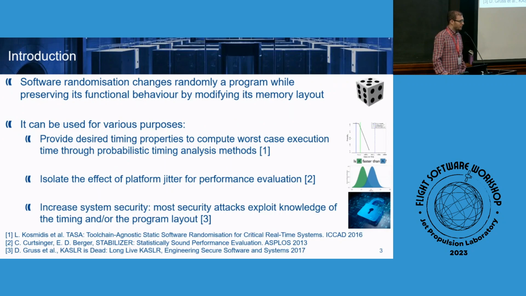Software randomization is a simple process in which we randomly change the memory layout of software without changing its functionality. You may wonder, why do we need to do that? So there are multiple reasons. The main one, which I'm going to focus on for the rest of the presentation, is that this gives our software some nice properties which are useful for the computation of worst case execution time using probabilistic timing analysis methods. Another reason could be in order to isolate the effect of jitter when we perform performance evaluation.